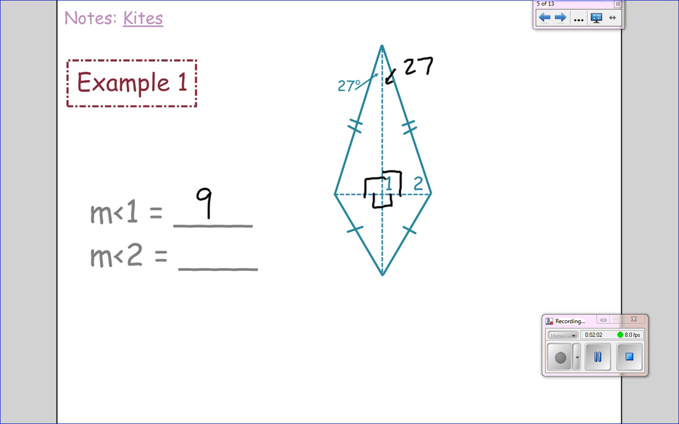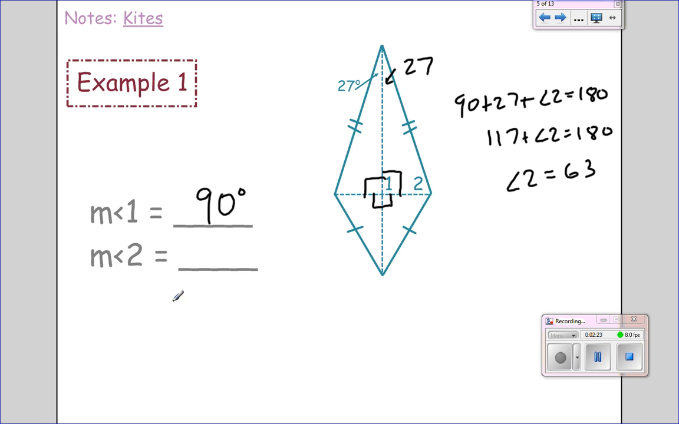So angle 1 equals 90 degrees. And if you notice, you have a shape here. This happens to be a right triangle. And so it has to add to 180. So you got 90 plus 27 plus angle 2 equals 180. So 117 plus angle 2 equals 180, and subtract it, and you get angle 2 equals 63 degrees. And that's how we can solve for some missing angles right there. Notice, we don't know what this other angle is next to angle 2 because we don't know that these are bisectors. So we actually can't figure that one out with the information that's given.